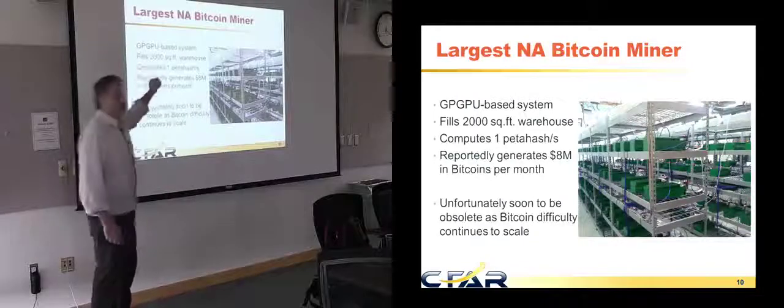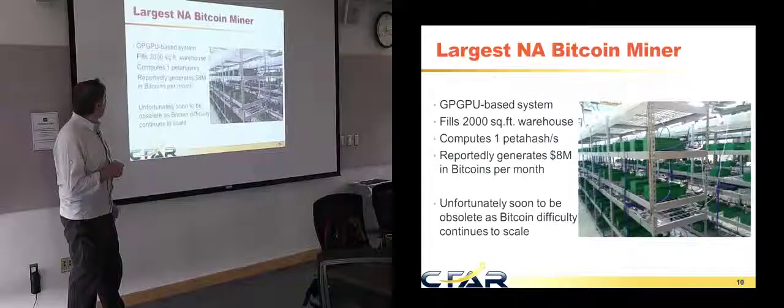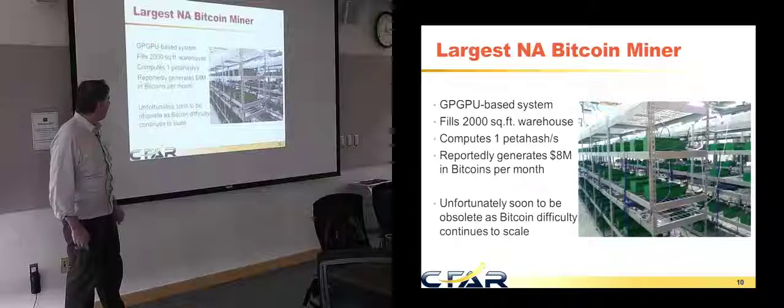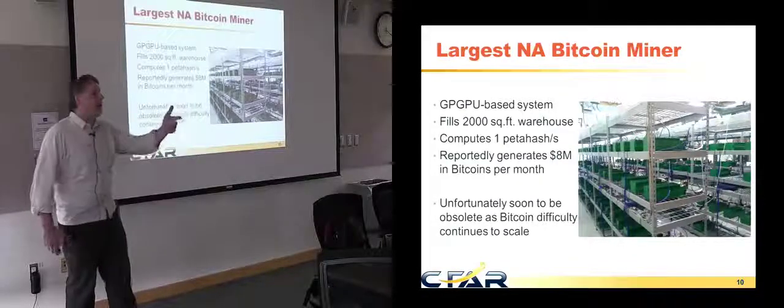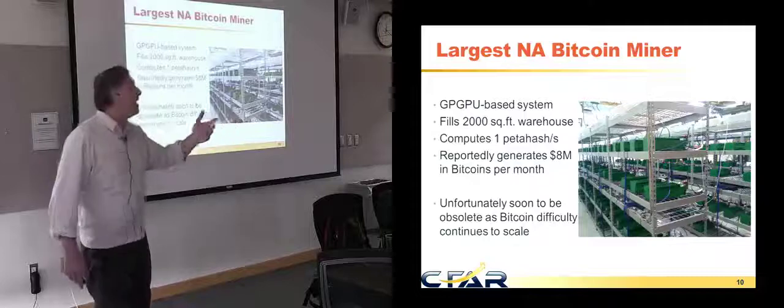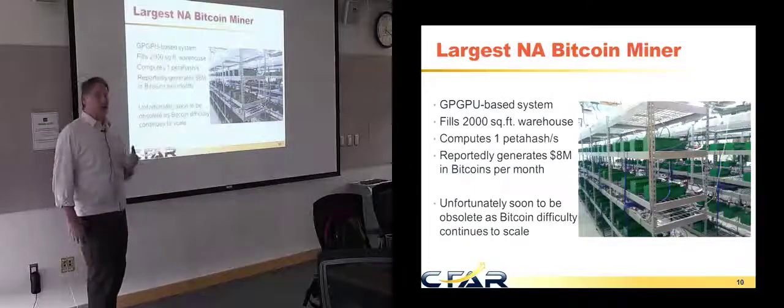Here's an example of one, Bitcoin mining. This is a 2,000 square foot warehouse that just contains GPUs. It does 1 petahash per second, reportedly generates 8 million Bitcoins per month. And there's many other things that you can look at. Warehouse scale computing is another space where you've seen parallelism really take off.